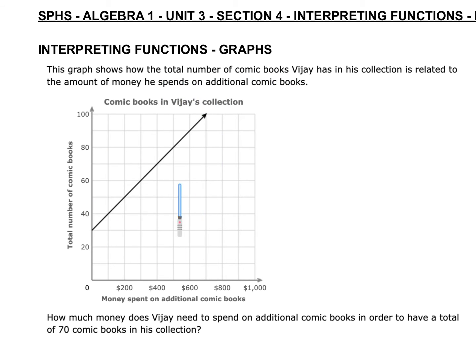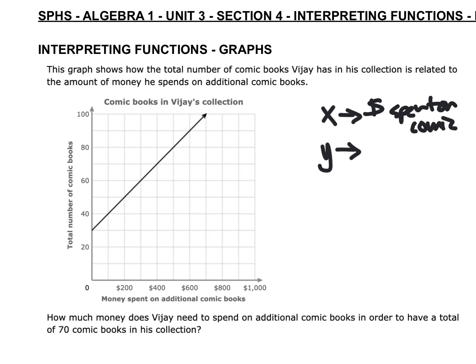So you have a functional relationship here, all right? And let's identify what our x value is and what our y value is, okay? And so x value, we can get that from our label on our graph. And that's money spent on additional comic books. So I'm just going to write money spent on comic books, okay? And if we look at the y value, the y value is the total number of comic books. So we're going to say the number of comic books, okay?